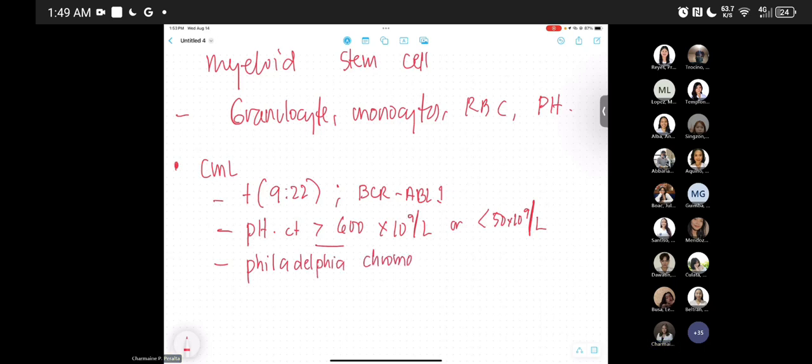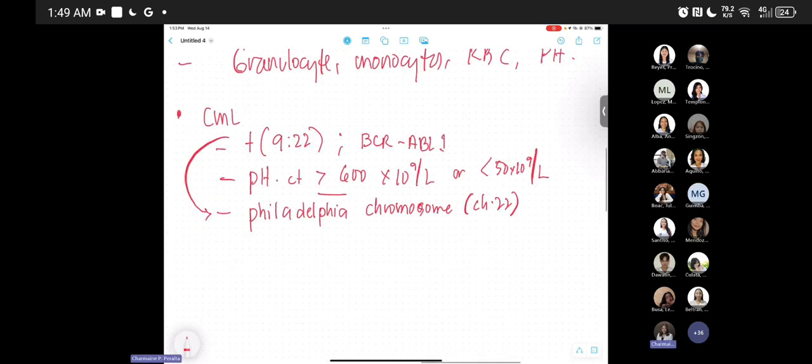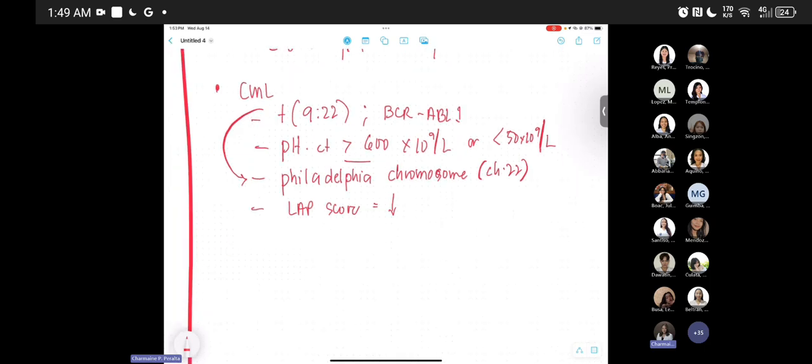Ito yung tinatawag na Philadelphia chromosome, or yung tinatawag na chromosome 22. So si CML, madalas siyang nako-confuse with leukemoid reaction. So ang ginagamit for leukemoid reaction is LAP score or leukocyte alkaline phosphatase. So ang LAP score ng CML is decreased. Ang leukemoid reaction increased.